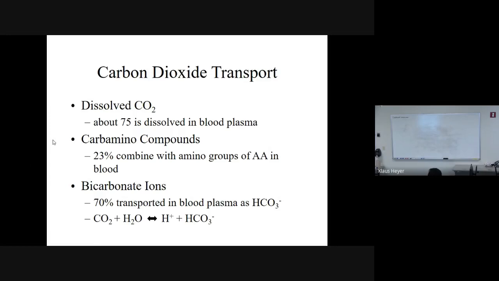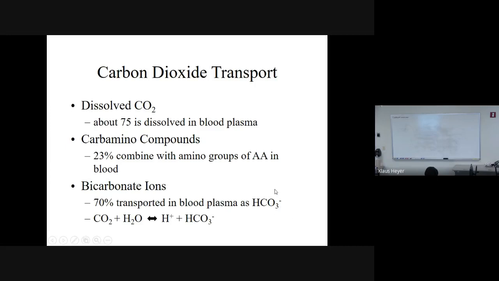I put, this is wrong. This is not 75, it's about 7% or so. Maybe I meant to put 7.5%, I don't know. About 7% is dissolved in the plasma. But most carbon dioxide forms bicarbonate ions. You don't need to know the formula that I wrote there. But this is the word for bicarbonate. You should know that. That's going to come up later. HCO3 negative, that's bicarbonate.